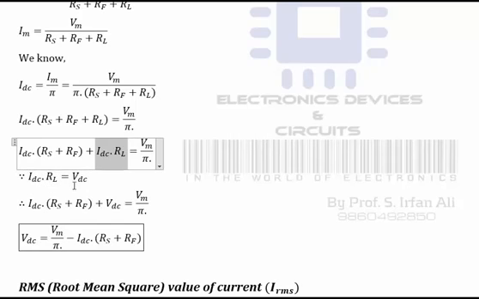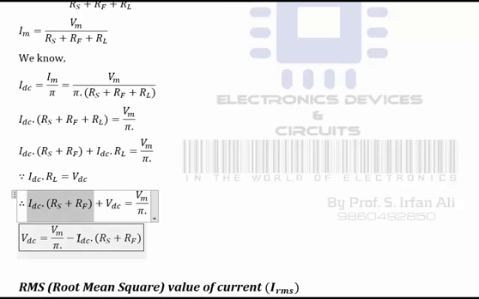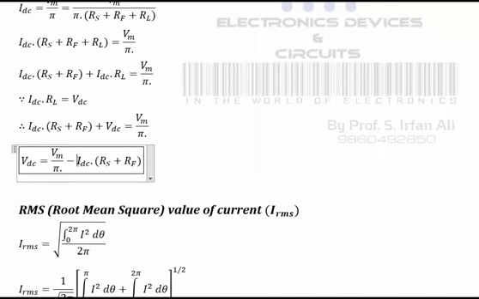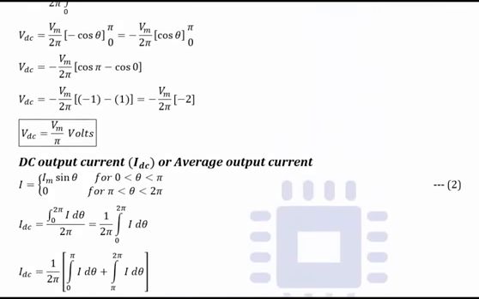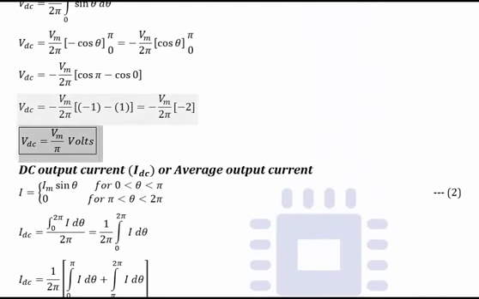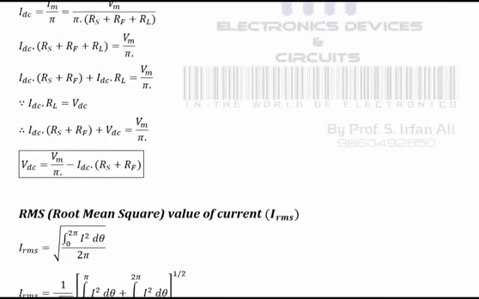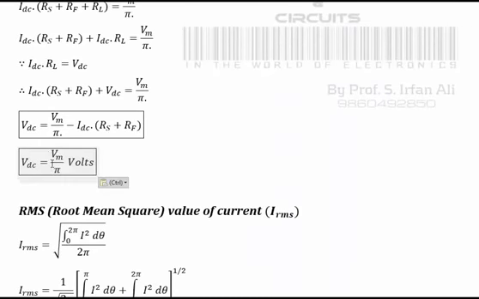This IDC into RL is actually equal to VDC. So when I put VDC here, it can be taken on the left hand side, and the remaining things, IDC into this bracket, will go on the right hand side. So you can see this equation has changed from the previous equation. I can copy this equation to compare it with this equation. This was the previous equation. This is the equation which has this extra term, minus IDC into Rs plus Rf.